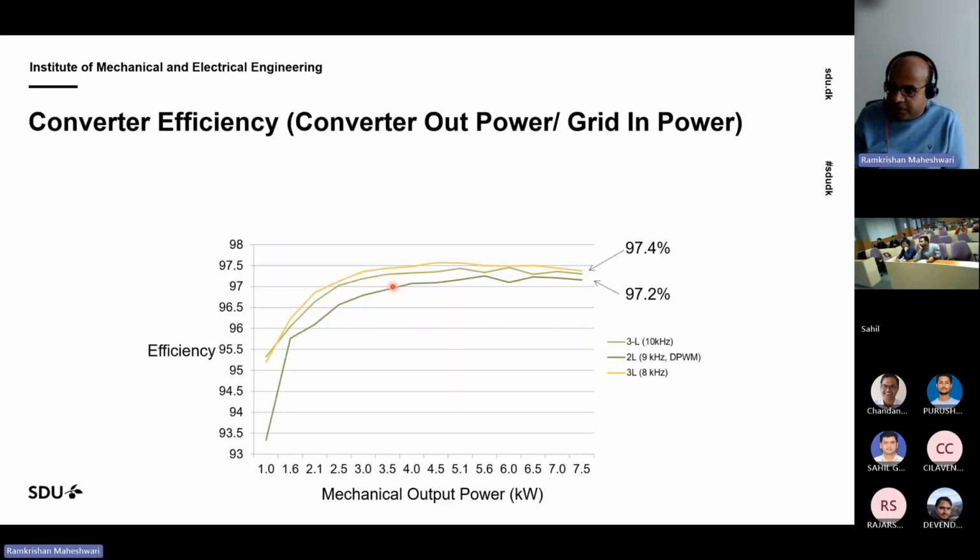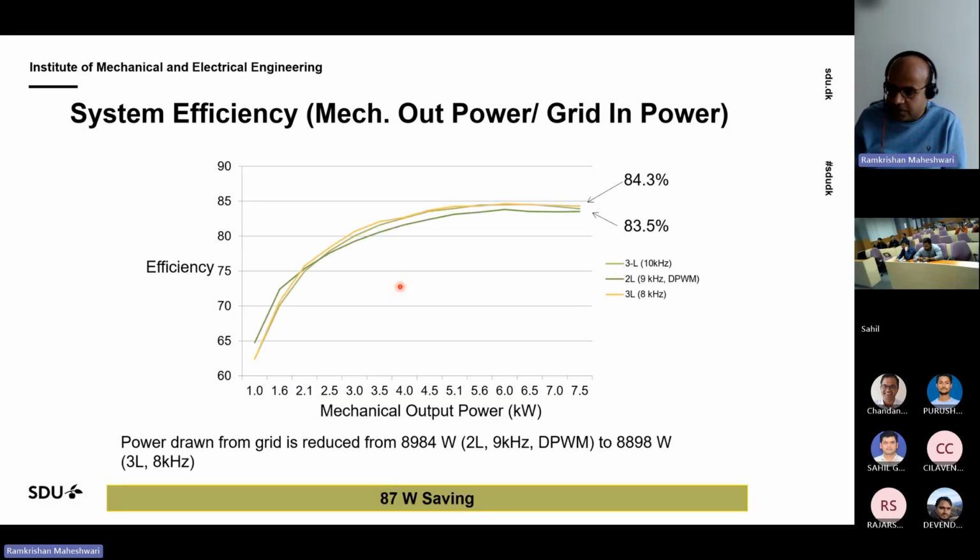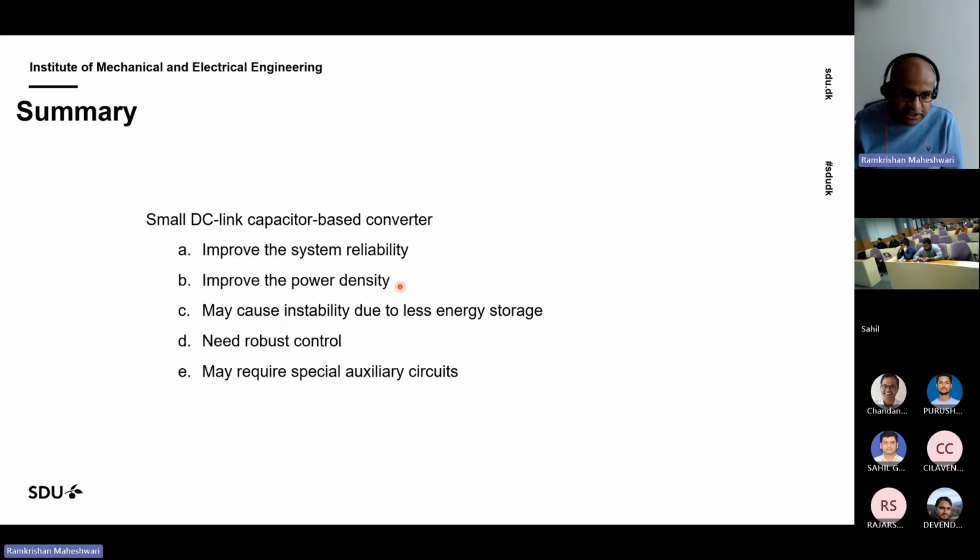Here we can talk about efficiency. Again, 3-level gives better performance in terms of converter and the overall system efficiency. And yes, so last slide, and then we can go for some small question answer. It can improve the system reliability, power density.